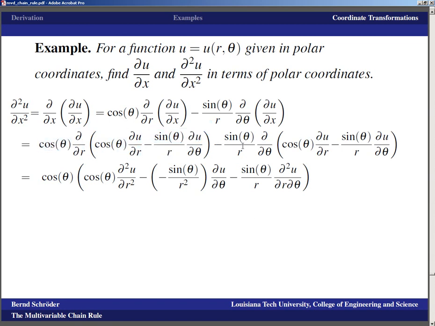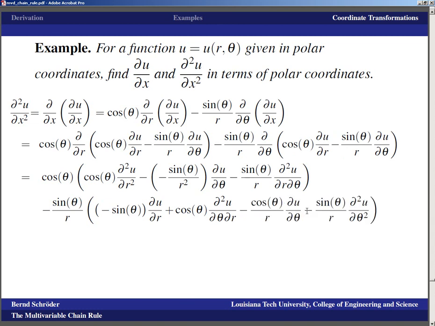Now we still have to take care of the other term. So we have minus sine theta over r, and now we take the theta partial of all this. Here this depends on theta, this depends on theta, this depends on theta, and that depends on theta. So we get the product rule twice. So what do we get? We get the derivative of the first, negative sine theta, times the second, partial u with respect to r, plus the first times the derivative of the second with respect to theta, which is the second partial of u with respect to theta and r.